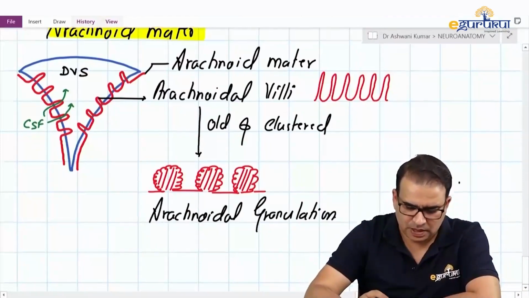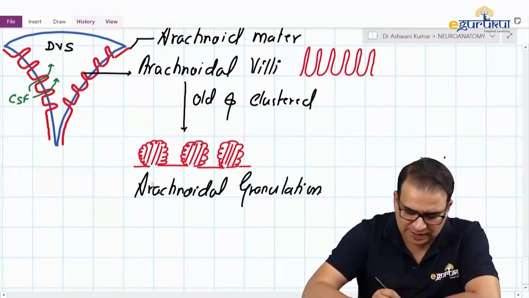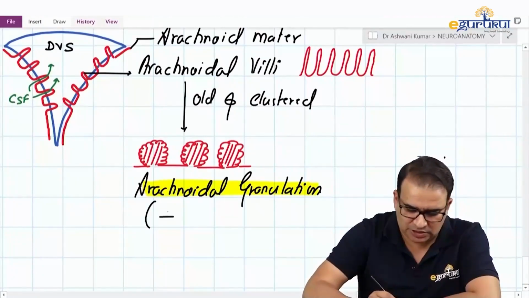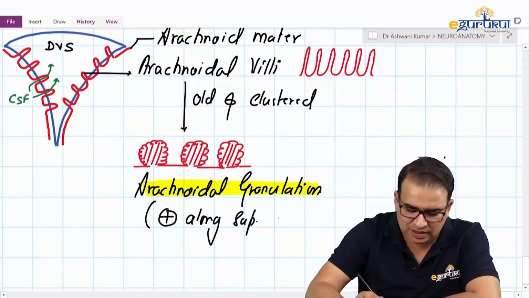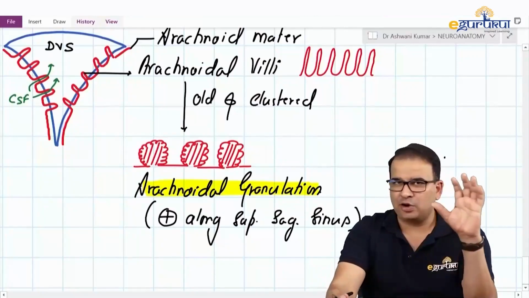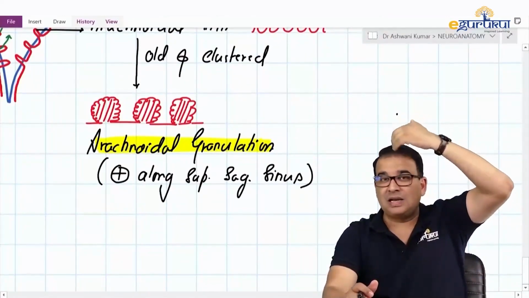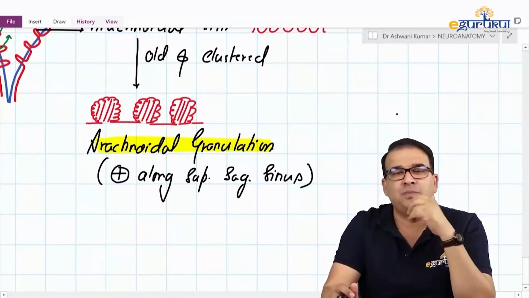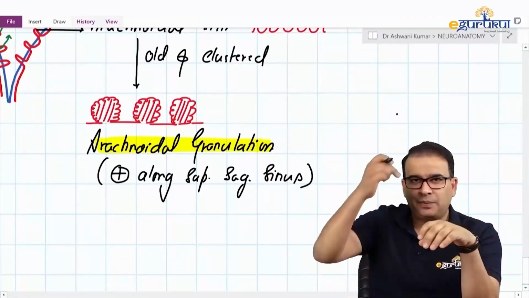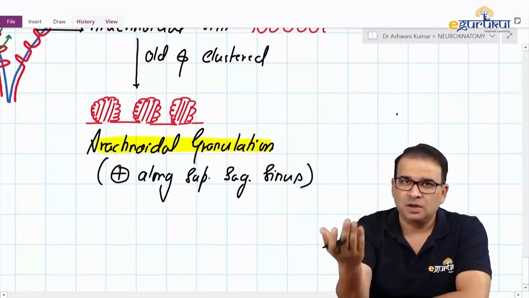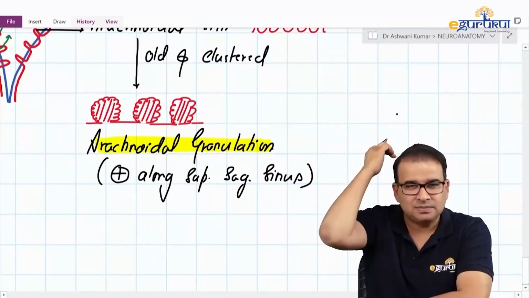Arachnoidal granulation. One thing you should know about the arachnoidal granulation is that the majority of them are present along the superior sagittal sinus. This is such important information: not all of them, but most of them are present along the superior sagittal sinus. Why is this important? Because if arachnoidal granulations are present mainly along the superior sagittal sinus, that means the maximum absorption of CSF also takes place where? In the superior sagittal sinus, right?